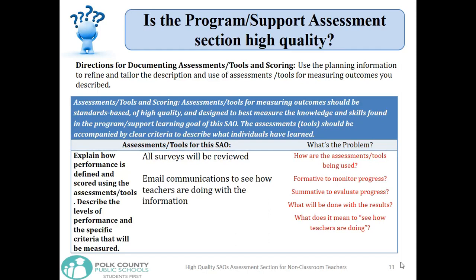And additionally, the language is unclear. For example, what does it mean that the surveys will be reviewed? For what purpose? How will they be used to support teachers? Additionally, what does it mean when the educator states to see how teachers are doing? Does this mean to see if they are using the information, understanding the information? This information should be written in a clearer manner in order to be high quality.